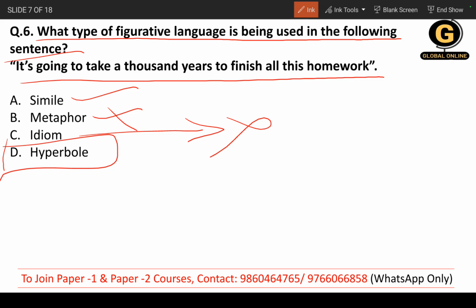For example, I am so hungry I could eat a horse. You cannot literally eat a horse, but you are emphasizing that you are very hungry, right? It makes the sentence look much better, when it could have been written as a simple sentence, I am very hungry. But you have used, I am so hungry I could eat a horse.